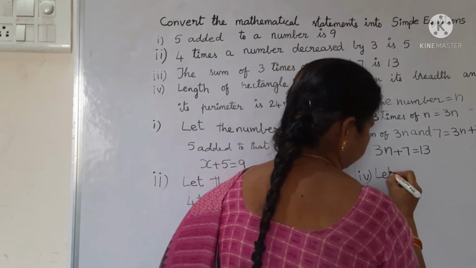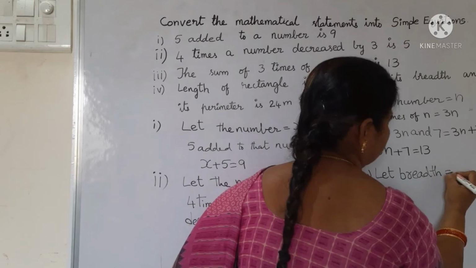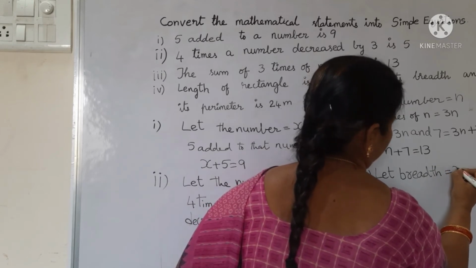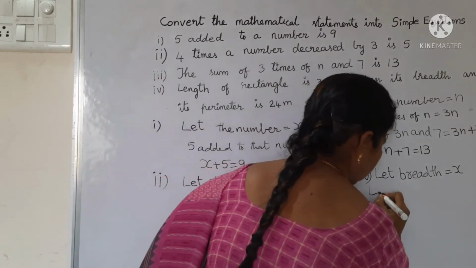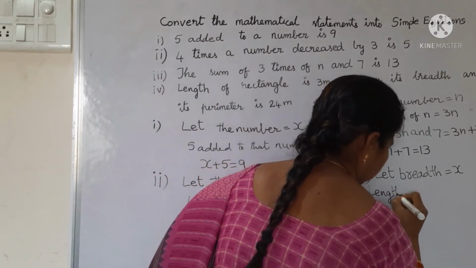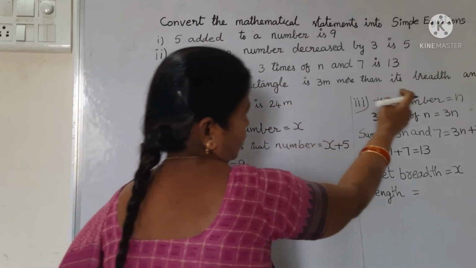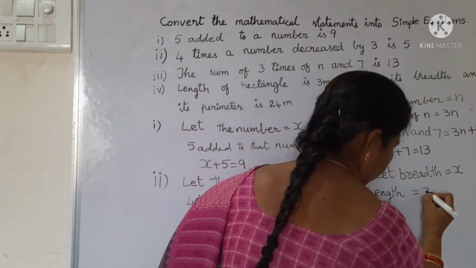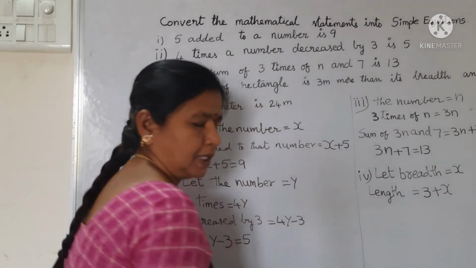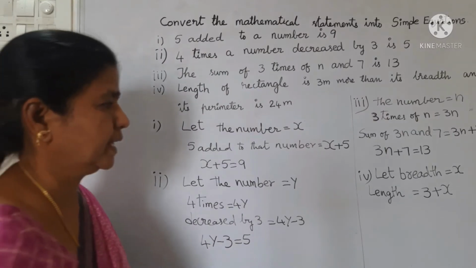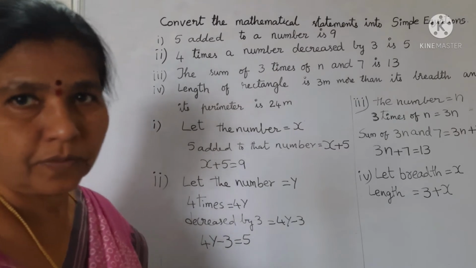Let breadth is equal to x, and then what will be the length? Length is equal to 3 meters more than breadth. So it is 3 meters more than that number, or x plus 3 or 3 plus x, whatever we want we can write. Length is equal to 3 plus x. Then perimeter we have to find out.